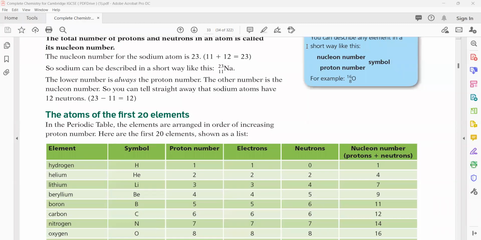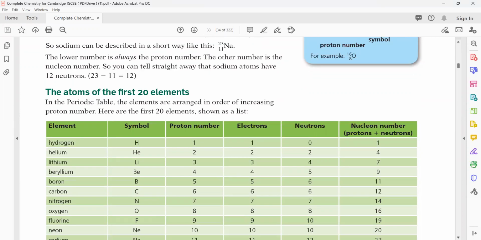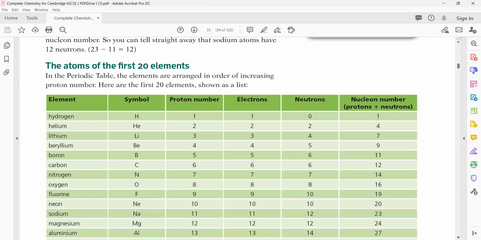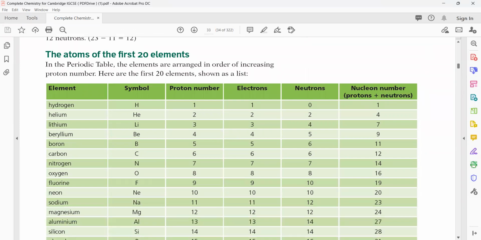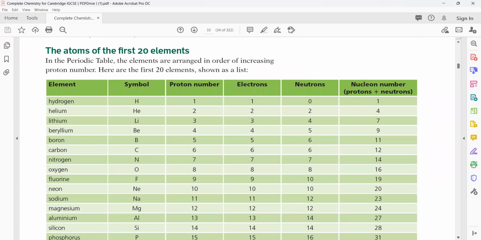Okay, Bismillah ar-Rahman ar-Rahim. After understanding the proton number and nucleon number, which we name as the mass number and atomic number, let's see and discuss in detail the first 20 elements. What is the composition of these atoms, how can we represent them, and how can we find out how many protons, electrons and neutrons are present in them? So let's start.